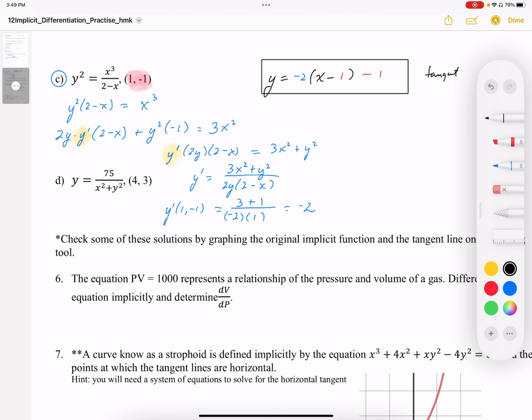Okay, and then for my normal line, I'm going to take the negative reciprocal slope. So negative reciprocal of negative 2 is positive 1/2. And then I'm going to use the exact same coordinates for my point. So it's at 1, negative 1, and this represents the equation of the normal line at that point. So this is my normal.